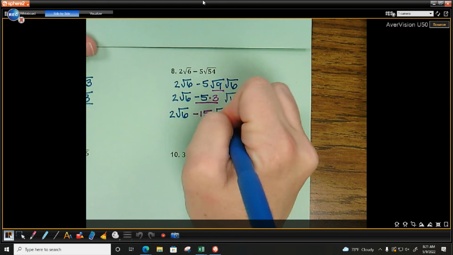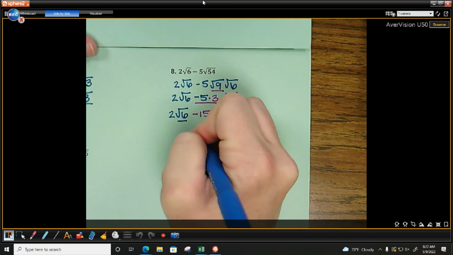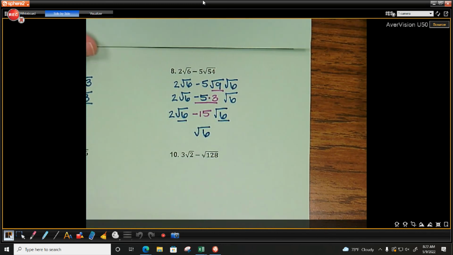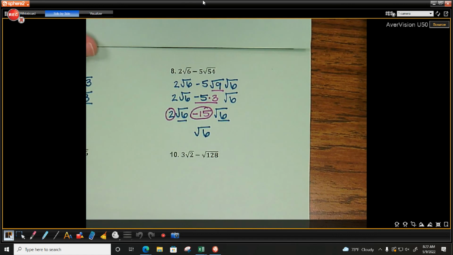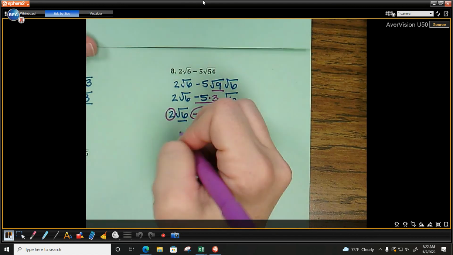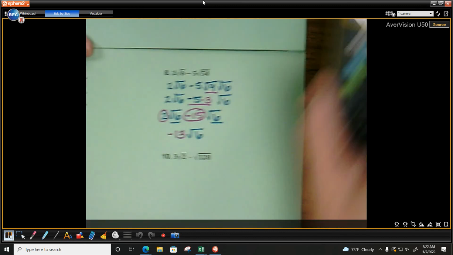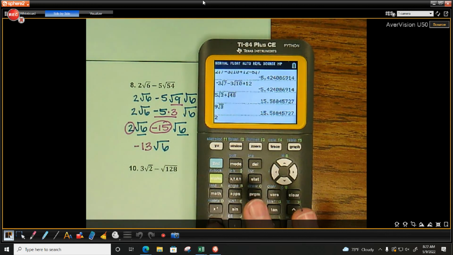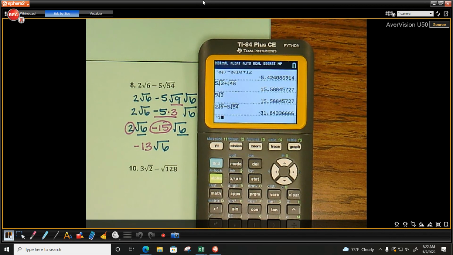Now do my square roots match? Yeah. Square root 6, square root 6, keep it square root 6. And what am I going to do with my coefficients? 2 minus 15 is negative 13. What should we do now? Check on your calculator. 2 square root 6 minus 5 square root 54. And then negative 13 square root 6. Good?